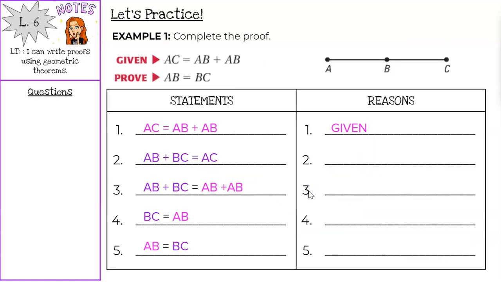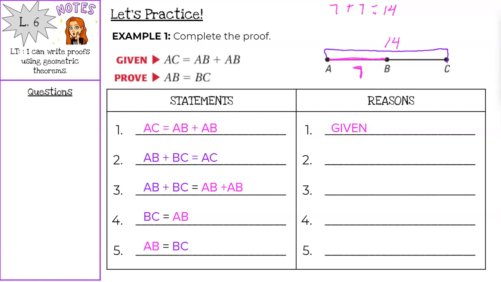So let's practice. Let's complete this proof. Given AC equals AB plus AB, prove that AB equals BC. First off, let's make sense of this. Given AC, so AC is this length, and we're saying that it equals AB plus AB. So we're saying it equals 2 of this length. So if AB equaled 7, well then AB plus AB would be 7 plus 7, which would mean the whole length would be 14.